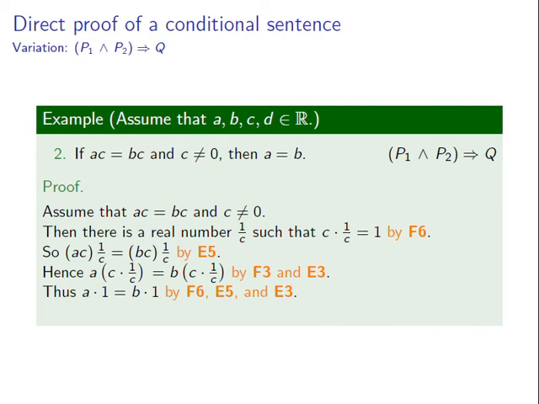By the transitive property of equality applied twice, we get the statement A times 1 is equal to B times 1. Since 1 is the multiplicative identity element, we know that A times 1 equals A and B times 1 equals B. Applying the transitive property of equality twice, we get that A equals B. This ends the proof.